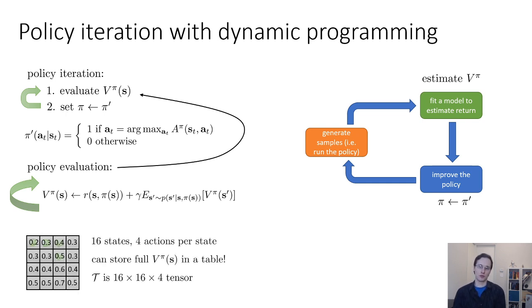Okay, so we have our tabular MDP, 16 states, 4 actions per state. We can store the full value function in a table. We can compute the value function using policy evaluation by repeatedly using this recursion. And we perform this in the inner loop of our policy iteration procedure, which simply alternates between policy evaluation and updating the policy to be this argmax policy, where the advantage is obtained from the value function that we found in step one.